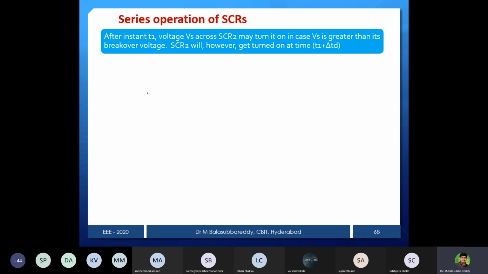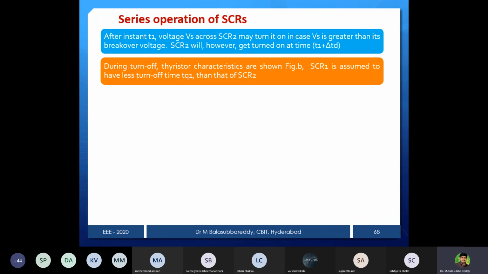Now we can see the same previous graph explanation, I only wrote it here. During turn off, the thyristor characteristics are shown in the second plot. SCR1 is assumed to have less turn off time, that is tq1, and SCR2 has more turn off time. So turn on times are different, giving unequal voltage sharing. Turn off time difference also gives unequal voltage sharing.